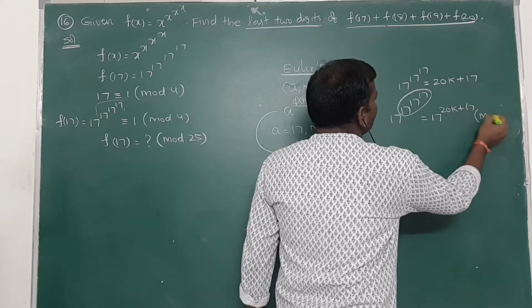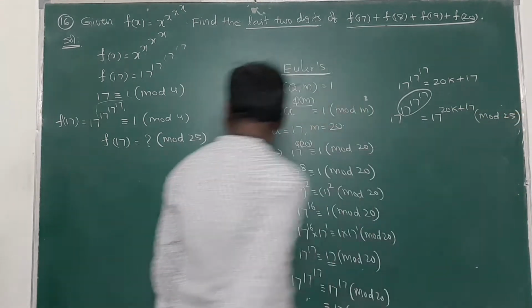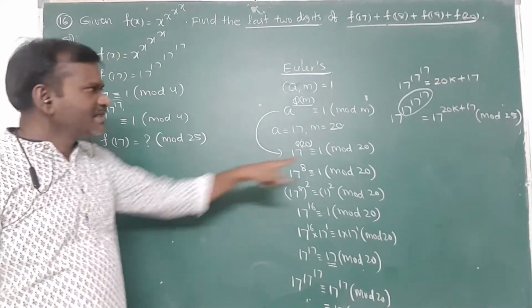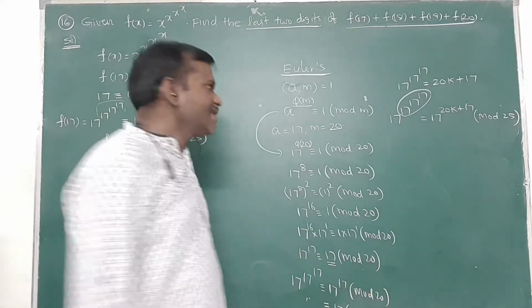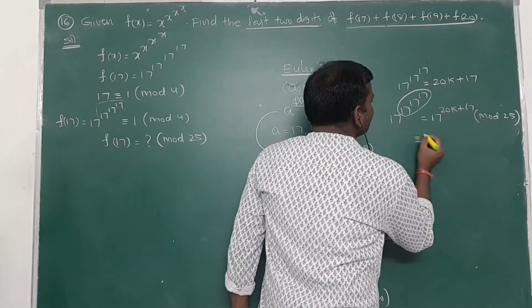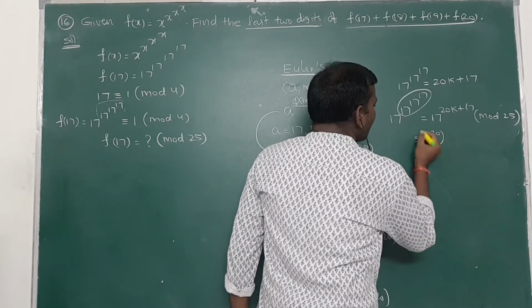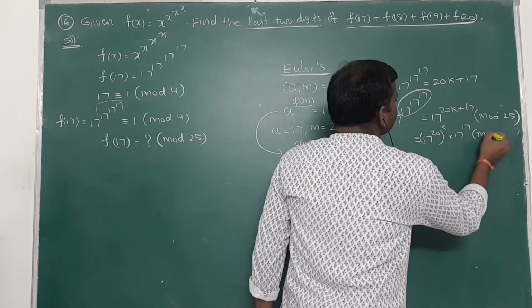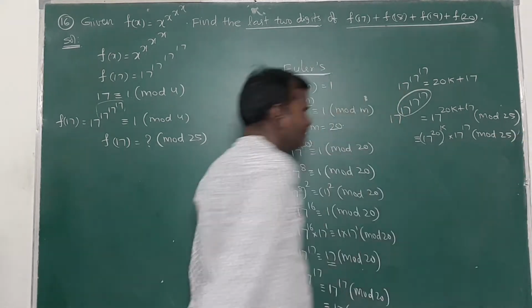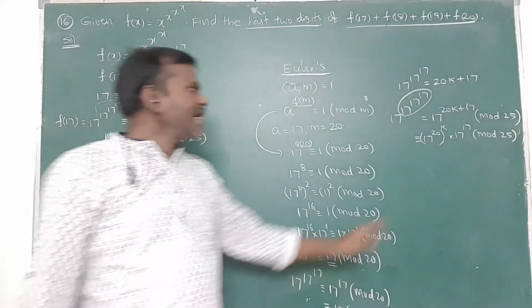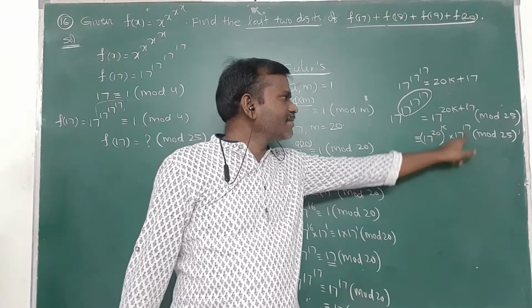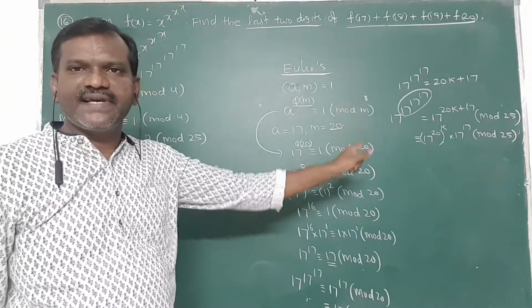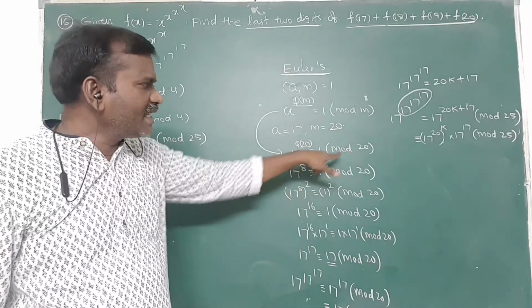When divided by 25, you want to know this 17 power (20k plus 17). When divided by 25, what is the remainder? That is all I want here. That means this can be written as (17 power 20) whole power k into 17 power 17. Am I right? So I will find out the 17 power 20 value and the 17 power 17 value when divided by 25. I want 25 actually. So to simplify, I took this one.